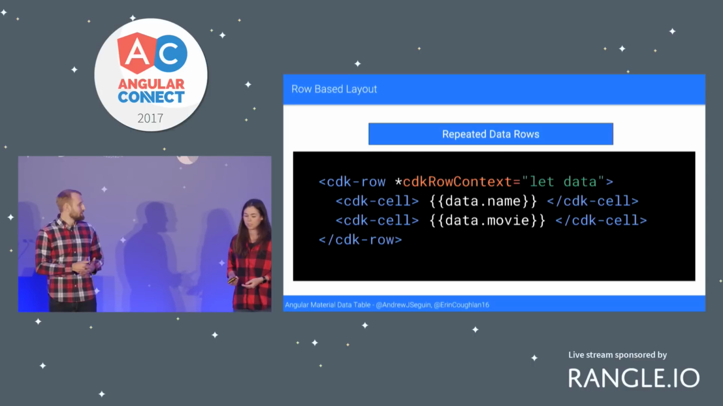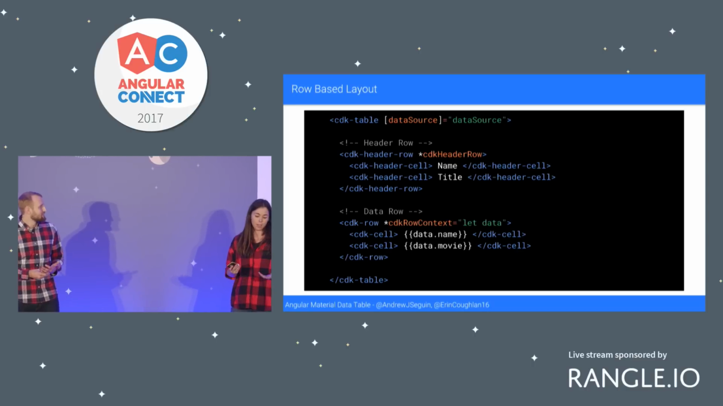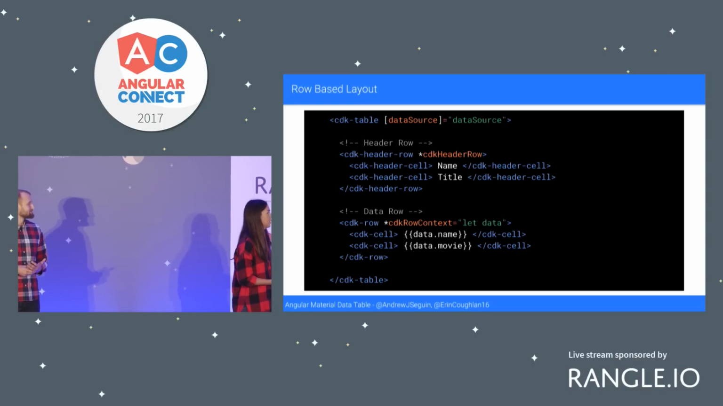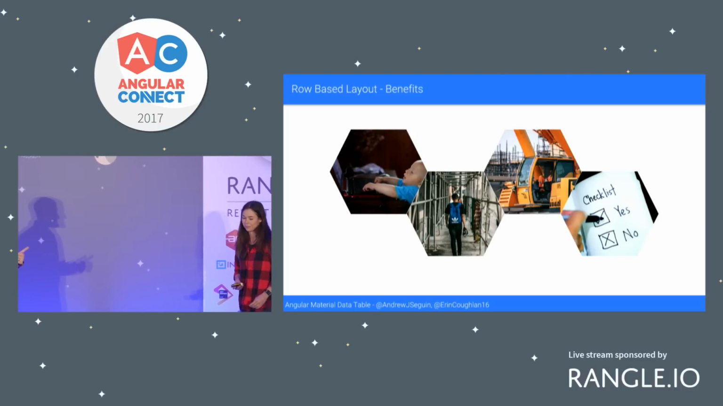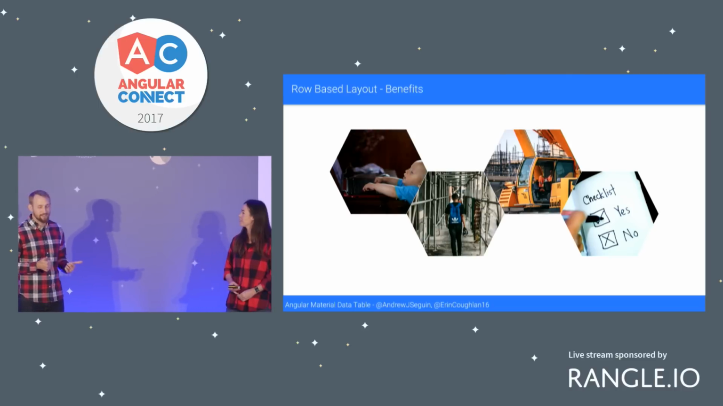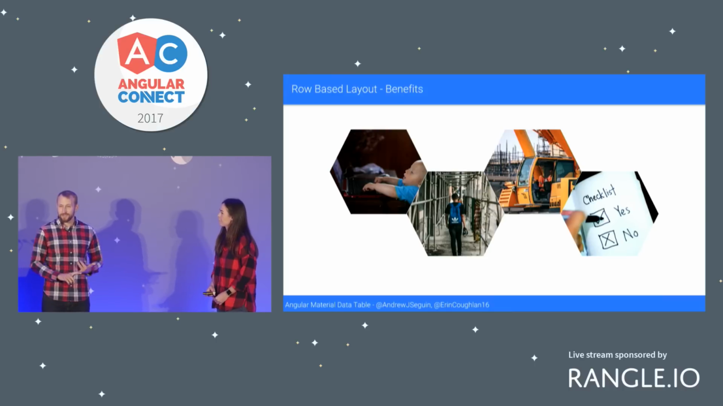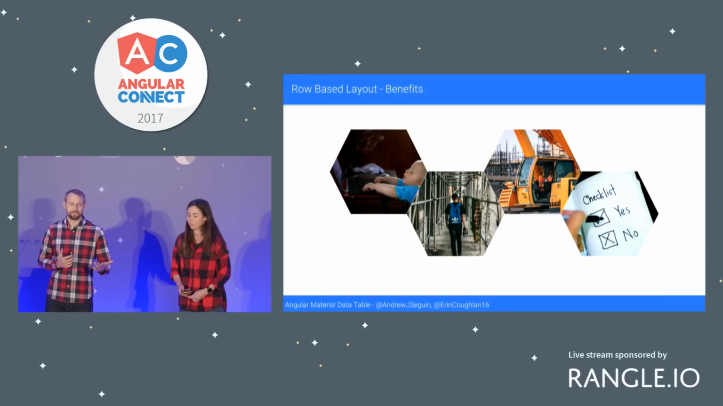Pretty simple. And so if we put it together, we have the header row, the data row. Again, it looks like the HTML table here. We liked it. This was good. We're off to a good start. It looked simple to use. It was intuitive. It made sense, right? You give it data, it shows the rows.